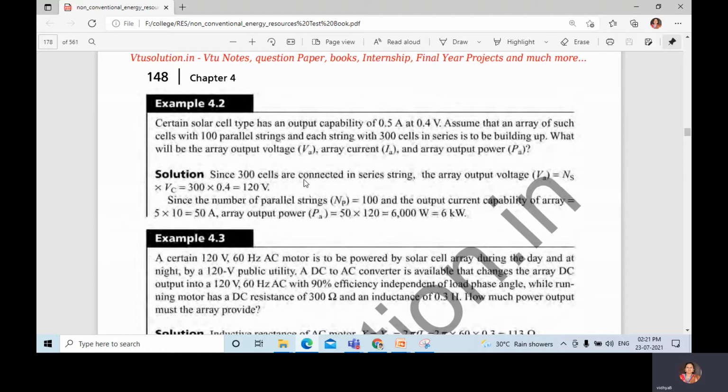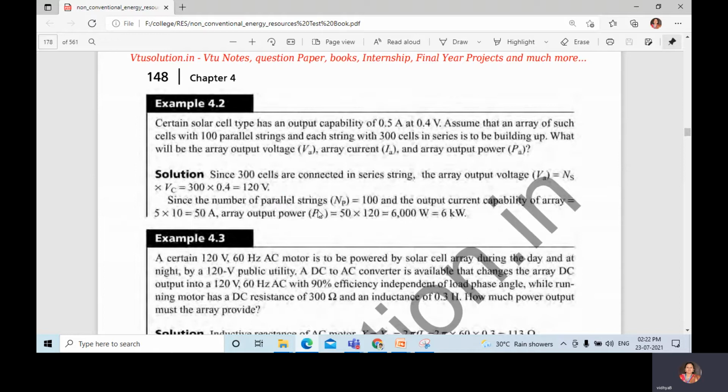Since 30 cells are connected in a series string, the array output voltage VA is equal to Ns into Vc. Ns is 30, so 30 into 0.4 voltage, you will get 12 voltage. That is the array output voltage.